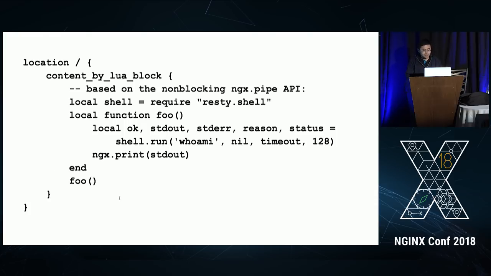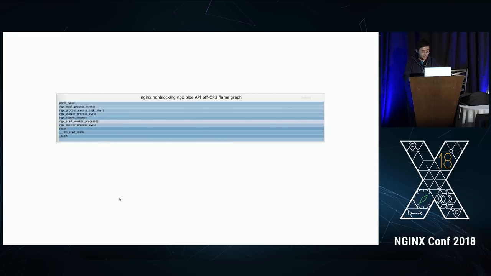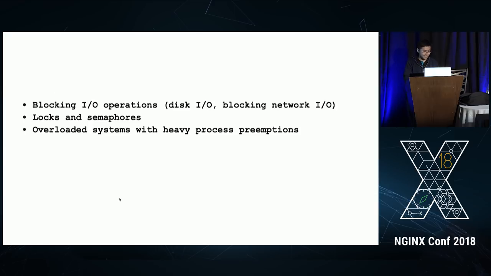Okay. The fix is to use our upcoming non-blocking NGINX pipe API to do the non-blocking shell so that epoll can handle the events for us. And we can rewrite the example here. So this feature is going to be open sourced soon. And now it's back to the perfect off-CPU flame graph. Only epoll_pwait is present.